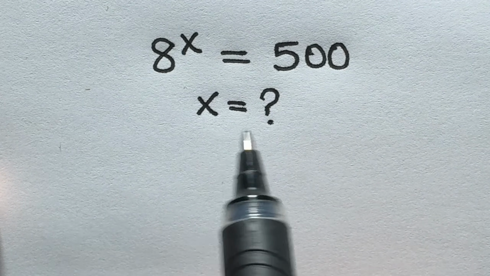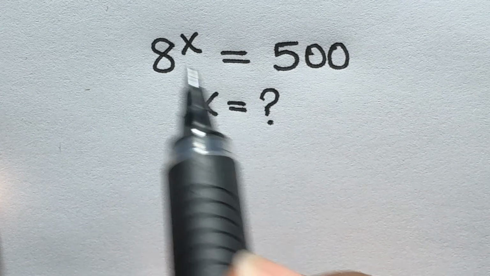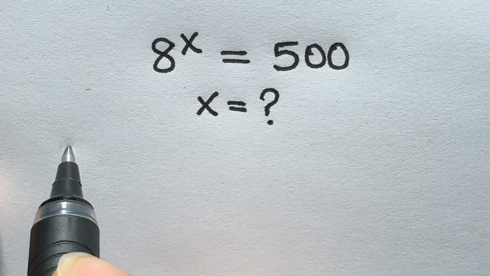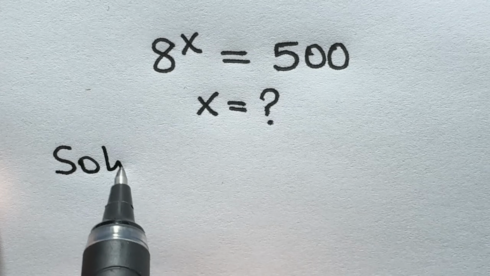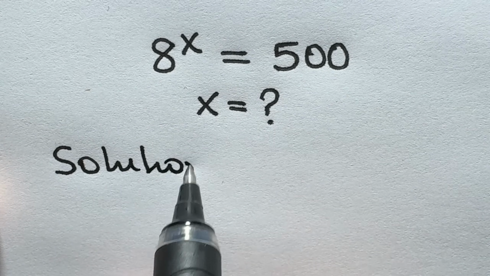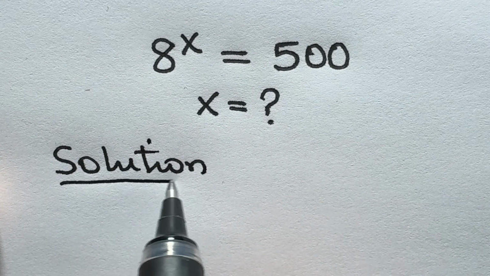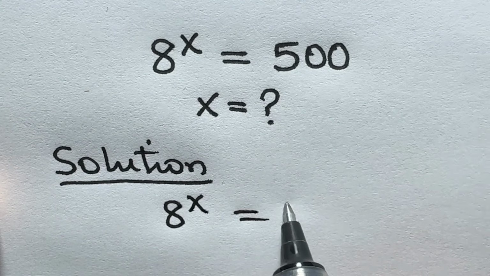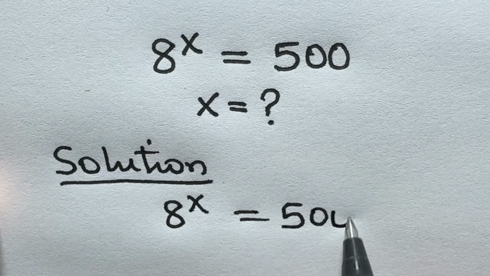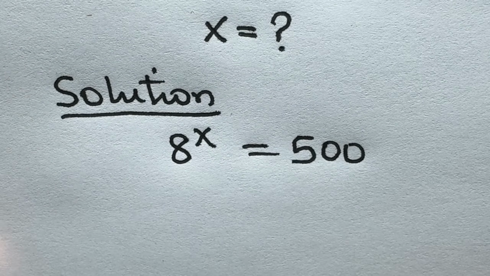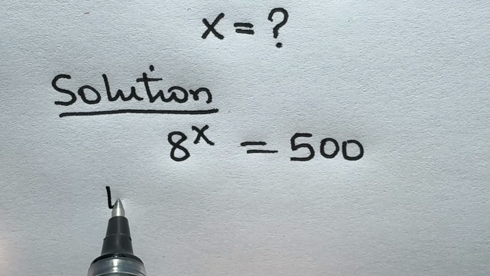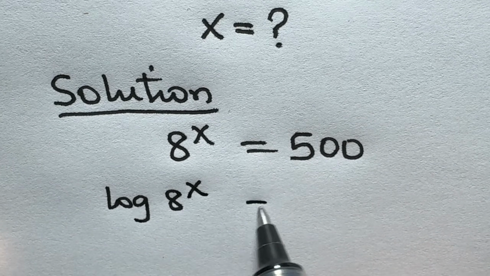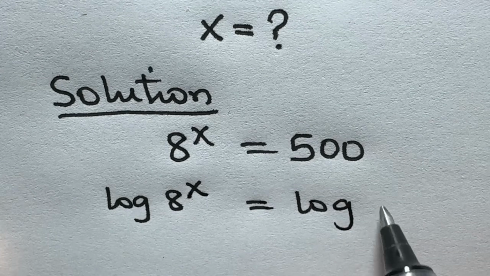Let us solve for x in this exponential problem. 8 raised to power x is equal to 500. We are given 8 raised to power x is equal to 500. Again, this is an exponential problem, and we can take the logarithm of both sides of this equation. So log 8 raised to power x is equal to log 500.